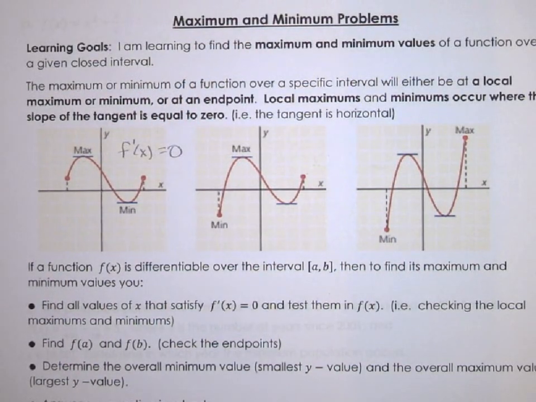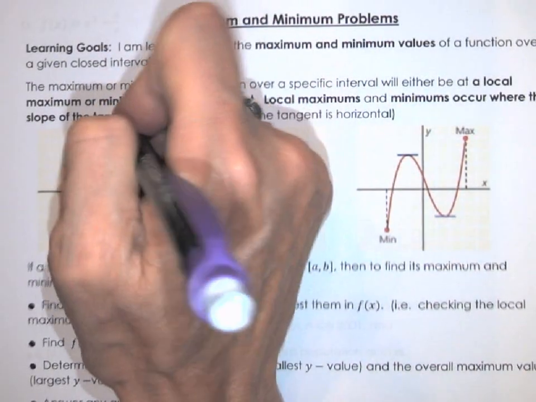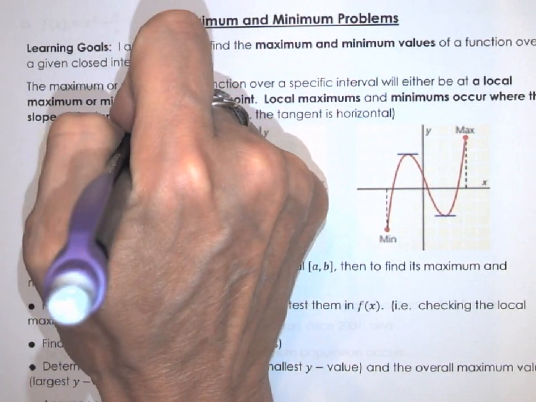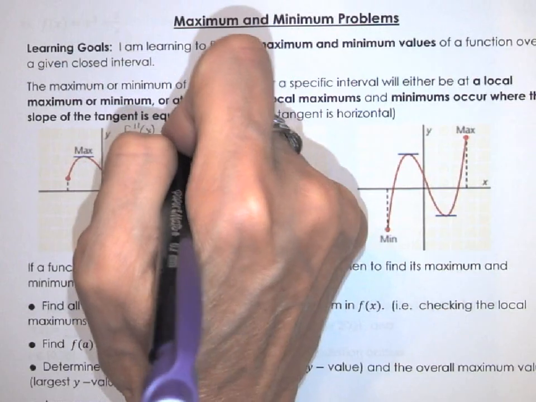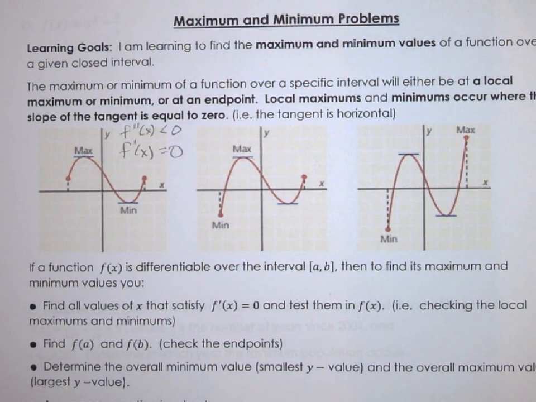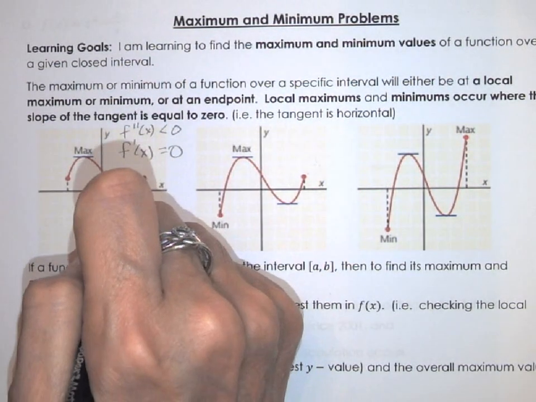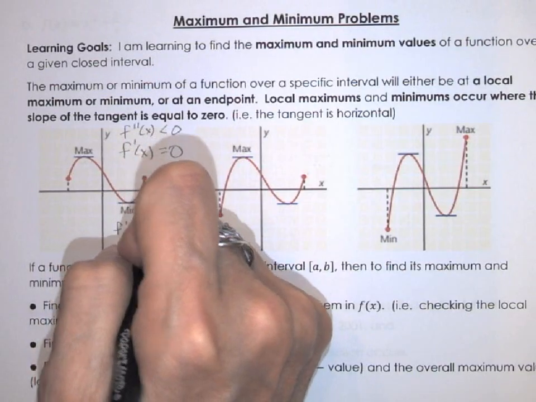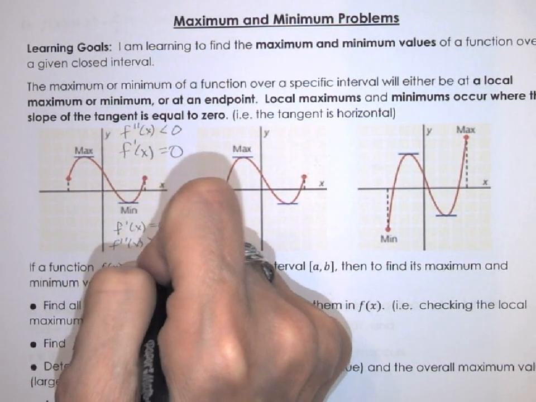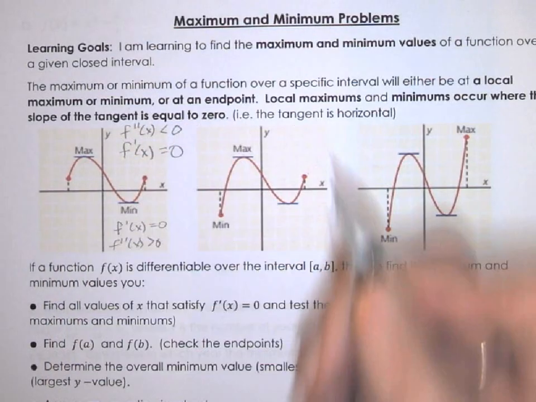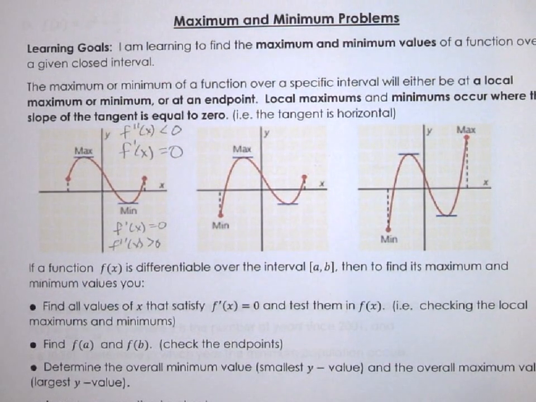We also learned that for a maximum, if f double prime at x is decreasing, or is negative, we're guaranteed that we have a maximum, whereas if f prime at x equals 0 and f double prime at x is greater than 0, because the slopes of the tangents are increasing, then we're guaranteed to have a minimum.